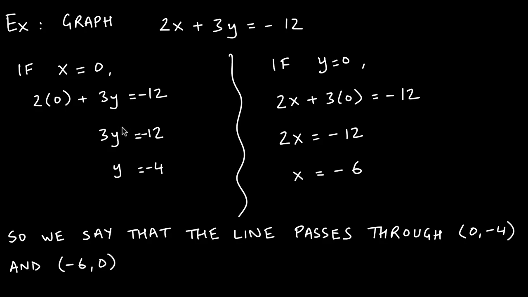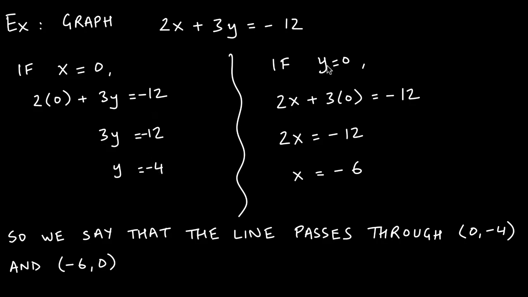It's still linear because the exponent is 1, but it's only in one variable. And that is an equation that we can isolate for that variable. So we can divide both sides by 3. And at this stage, negative 12 over 3 would give us negative 4. So when x is equal to 0, y turns out to be negative 4.